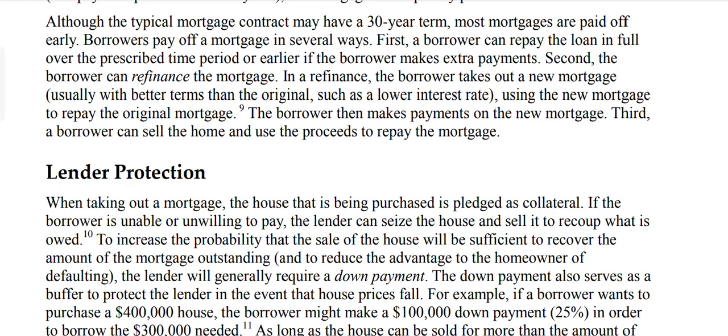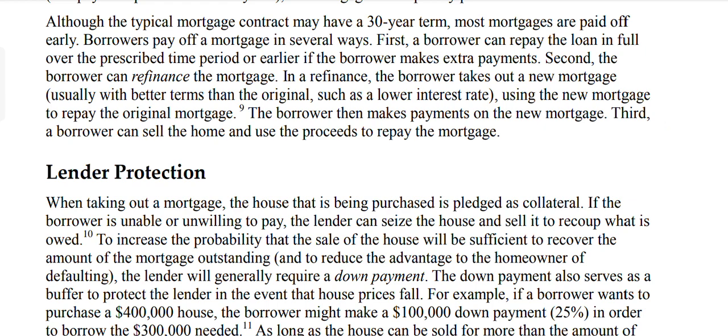Although the typical mortgage contract may have a 30-year term, most mortgages are paid off early. Borrowers pay off a mortgage in several ways. First, a borrower can repay the loan in full over the prescribed time period, or earlier if the borrower makes extra payments.